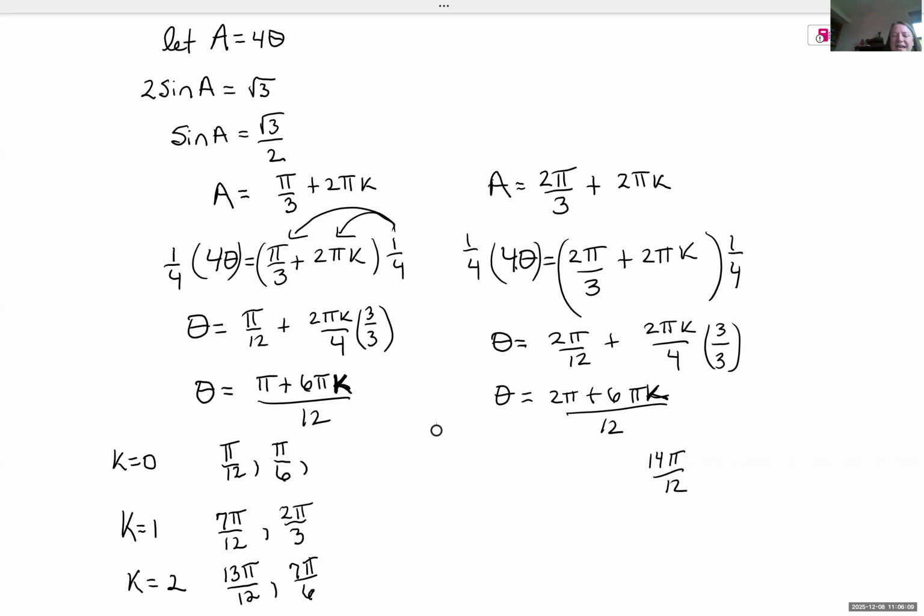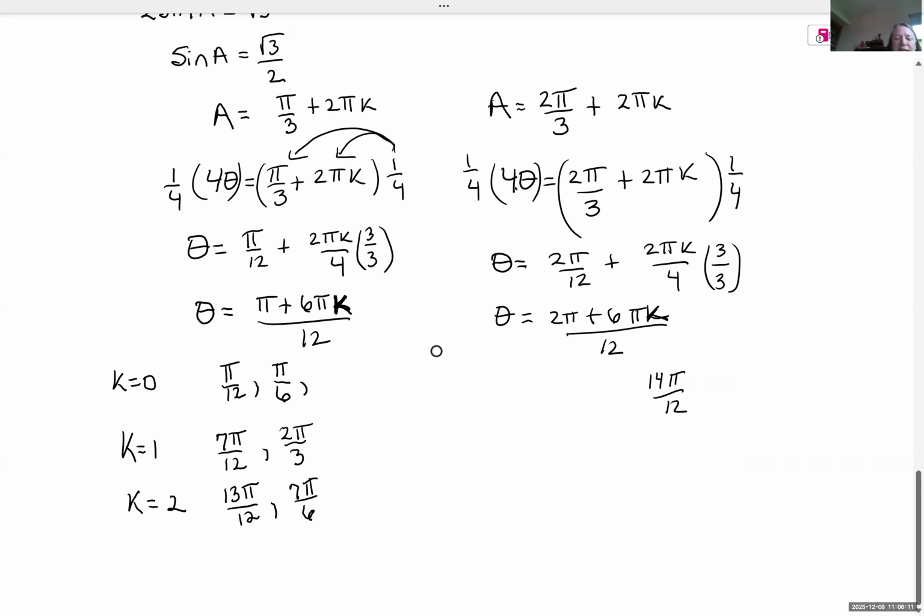Now I need k equals 3. So 3 times 6 is 18, 18 plus 1, so that's 19 pi over 12. Plugging in 3 here, so 3 times 6, so that's 18 pi plus 2 pi, so that's 20 pi 12ths. Both divisible by 4, so that's 5 pi thirds.